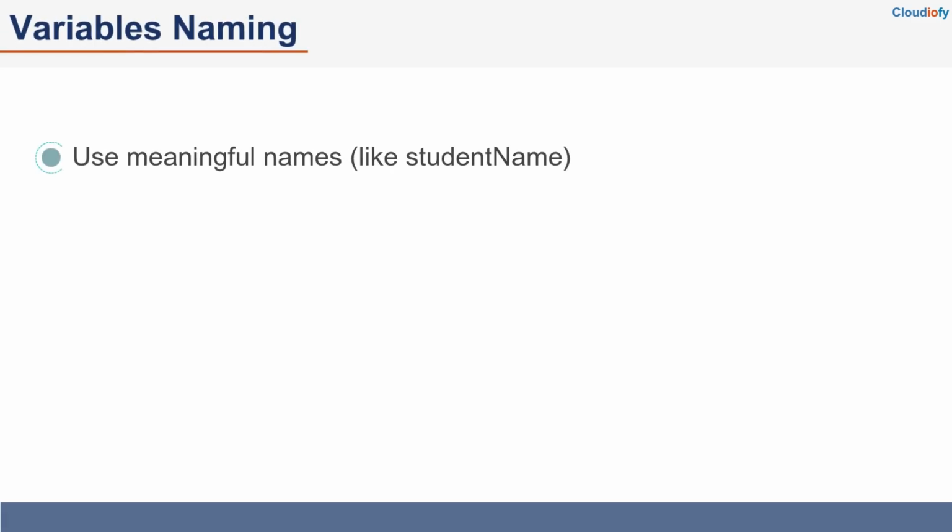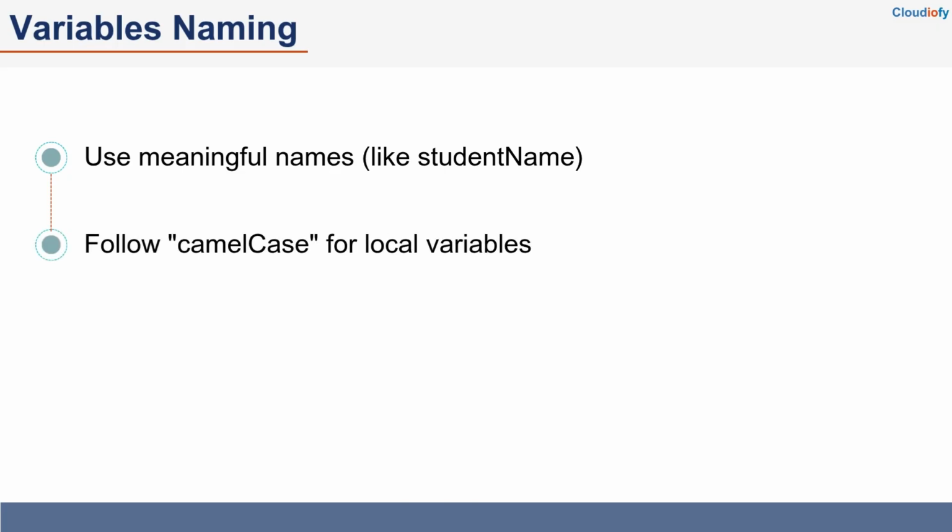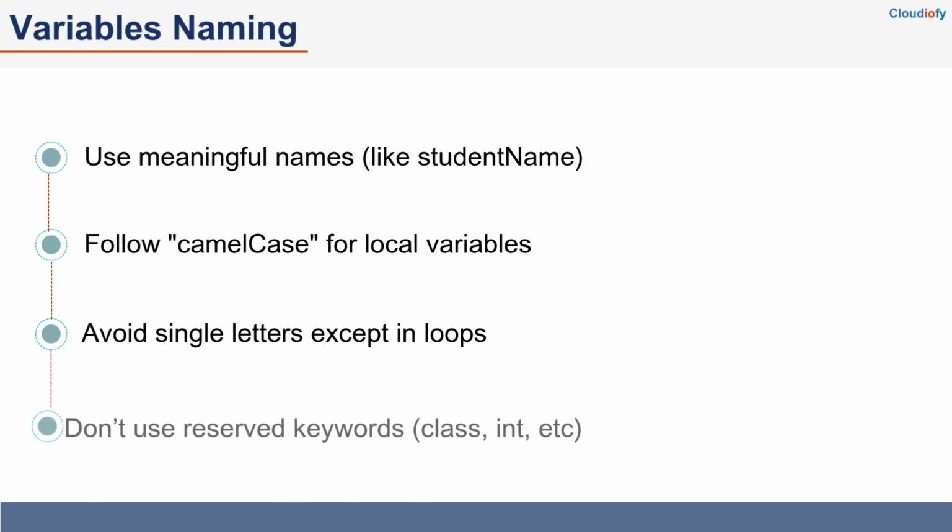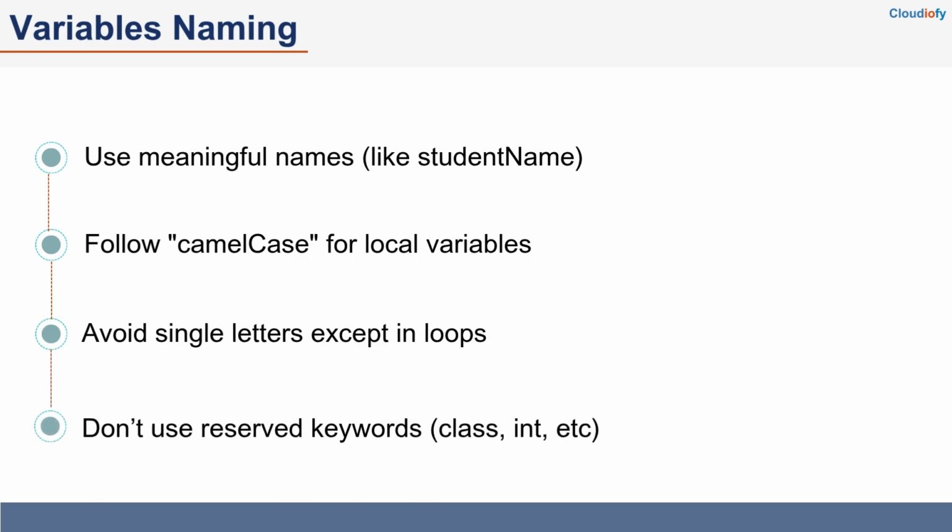These best practices will help you avoid confusion and write cleaner code. Use clear and meaningful names for variables, like studentName, not just S. In C#, use camel case for local variables. Avoid using reserved keywords like class or int as variable names. And don't use single letters unless it's a loop or short scope.